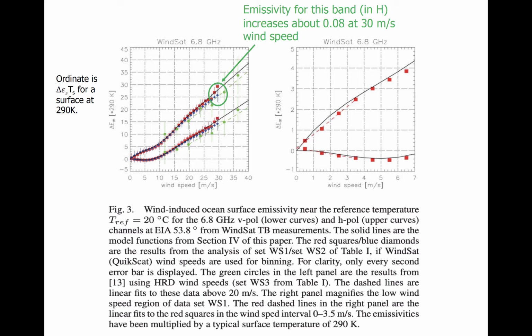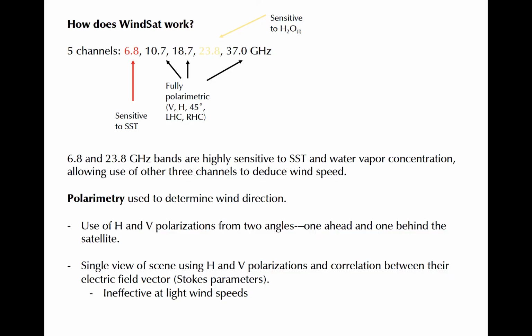Generally, emissivity increases as a function of wind speed for both polarizations. However, at low wind speeds, as we can see over here on the right in particular, ocean emissivity of vertically polarized radiation experiences a small decrease before again increasing. The 5 frequencies used by WindSat are 6.8, 10.7, 18.7, 23.8, and 37 GHz.